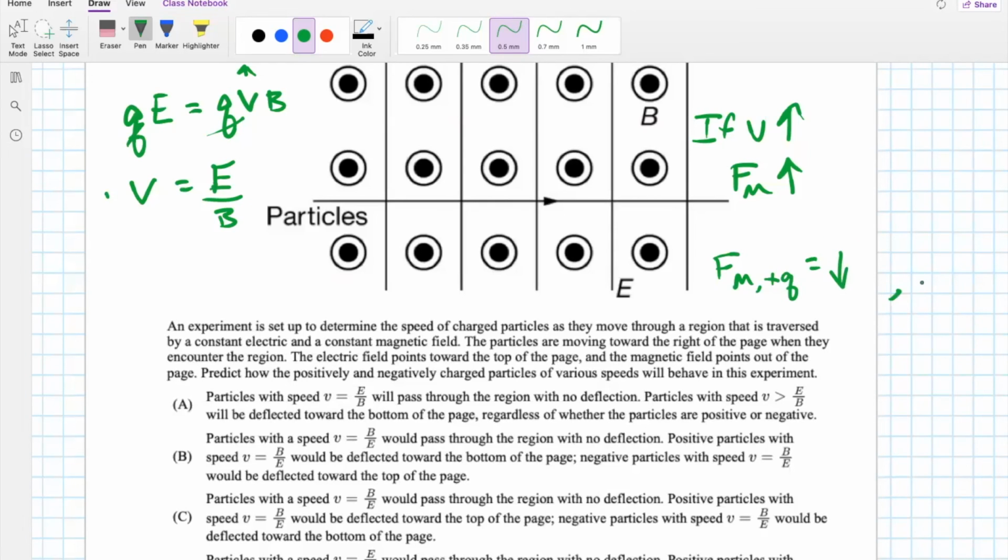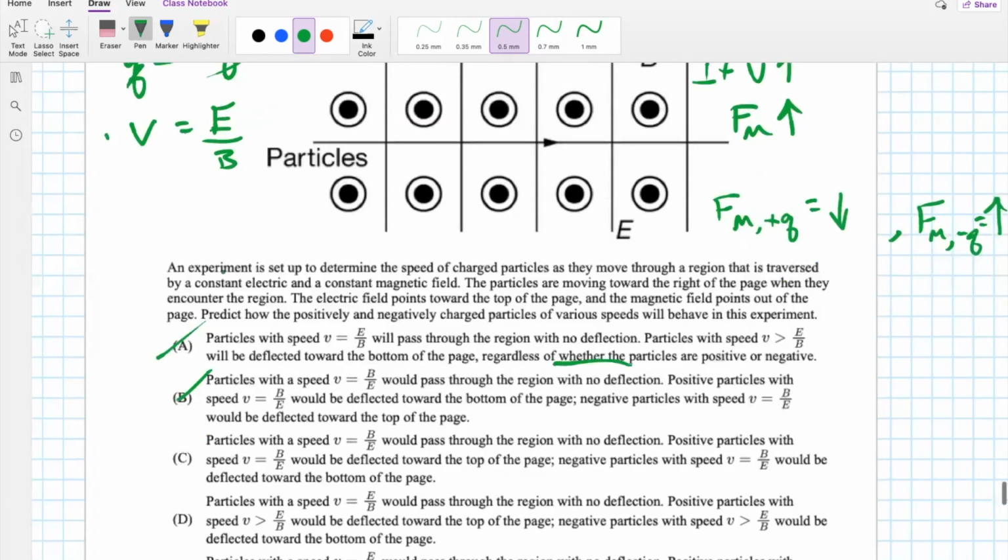On a negative charge, it's going to be in the opposite direction. It's going to be up. Okay, so, not true. If it's equal to, it will pass on with no deflection. Positive particles with a speed equal to that will be deflected toward the bottom of the page. Negative particles with a velocity equal to that will be deflected. No, at this special velocity, it goes undeflected.